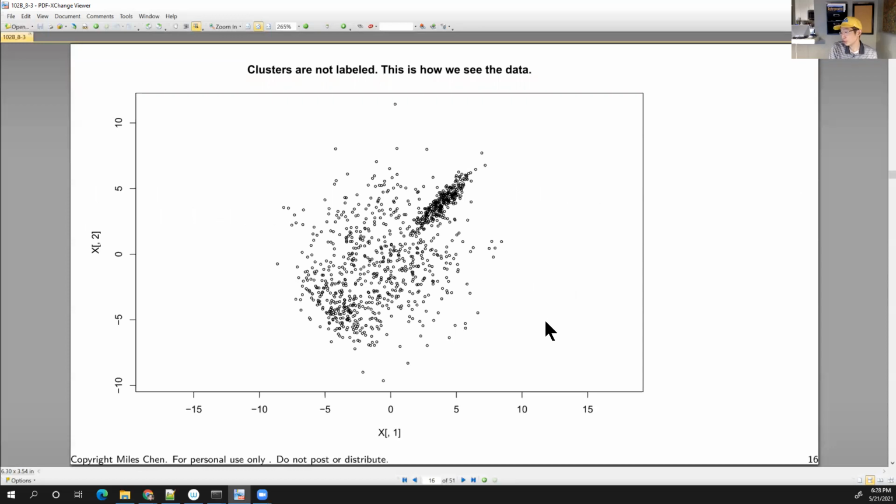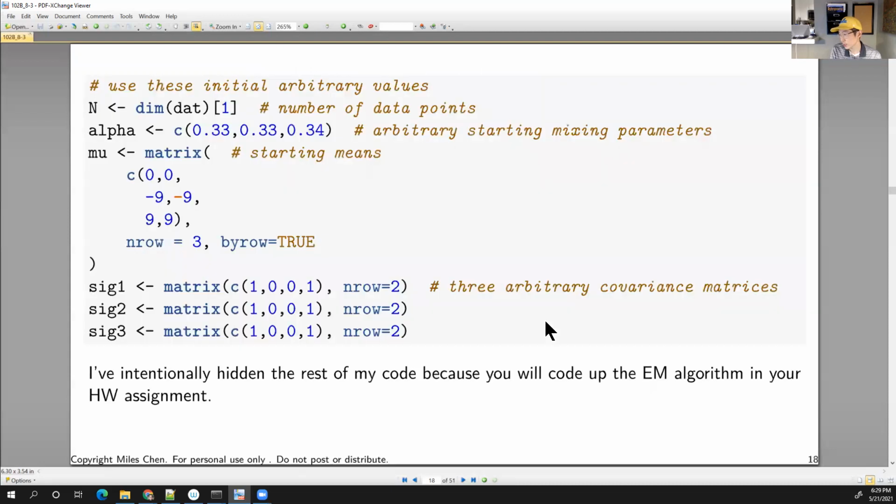So now I've got a bunch of pictures that show how the EM algorithm will work. Again, our data come in totally unlabeled, and these are the true labels. We just have to start our algorithm using some arbitrary starting values. Here, I'm going to start off with 3 possible means, and alpha equal to 0.33, 0.33, and 0.34. This is just an arbitrary starting thing.